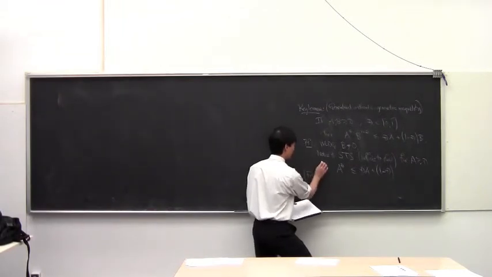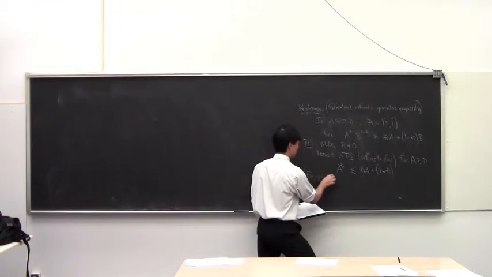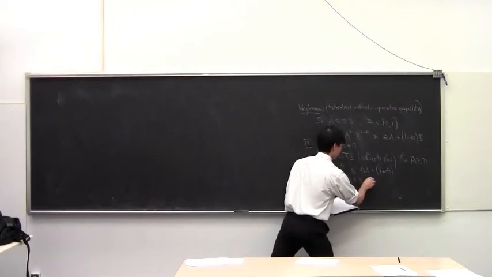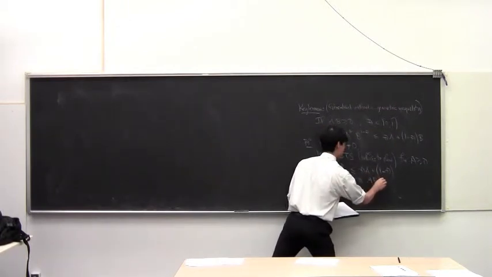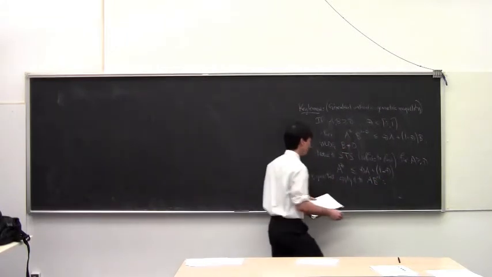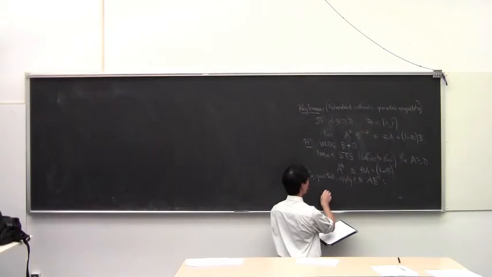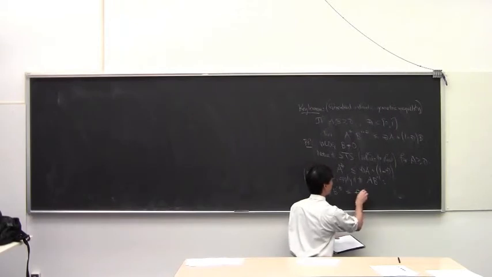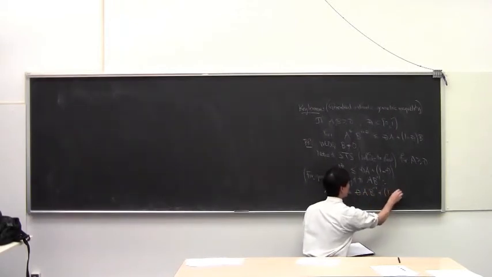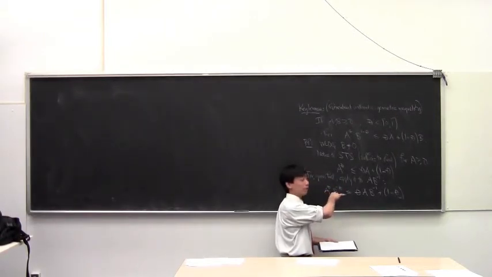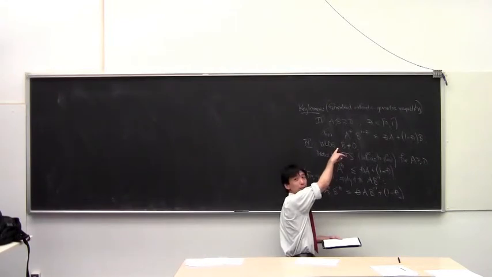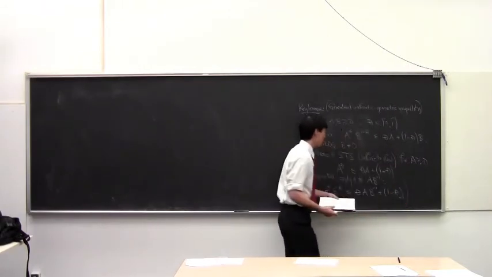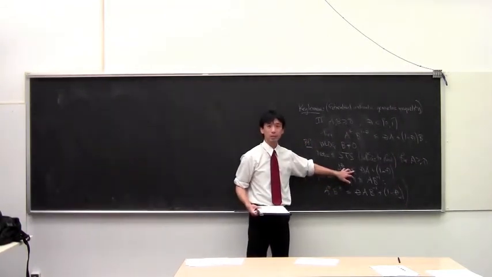for if we're given that, apply it to A over B. What you get, of course, is A to the theta B to the negative theta is less than or equal to theta A B to the minus 1 plus 1 minus theta. And then you multiply through by B, and you get the inequality that you wanted. So all you need to do is prove this simpler statement.